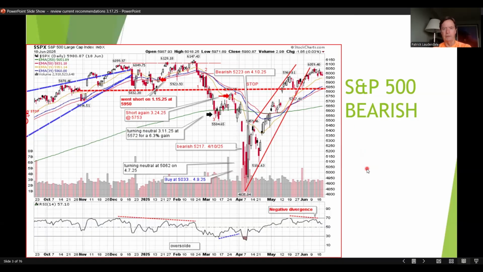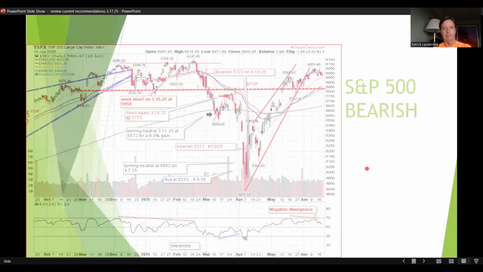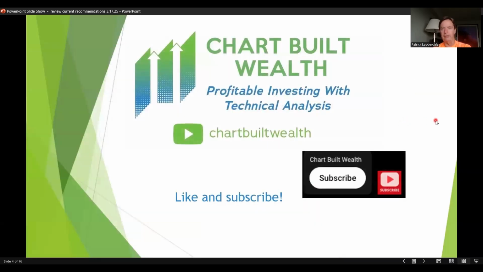So maintaining my bearish stance on the S&P 500, I think it's a good place to short, to bet that it's going to go down, to protect yourself in some other equities.